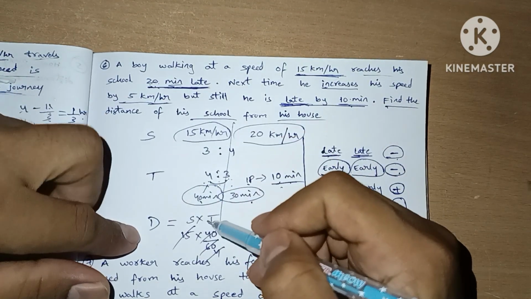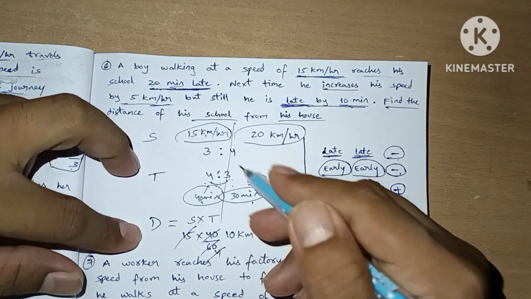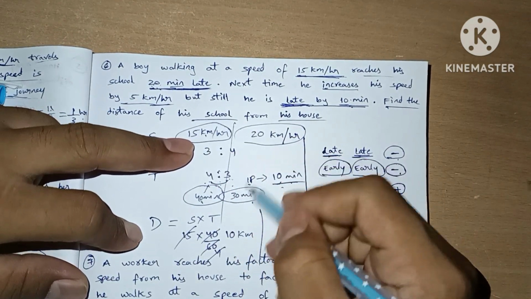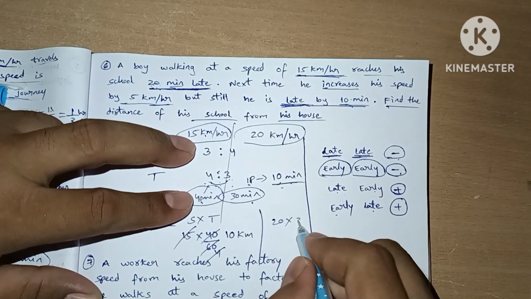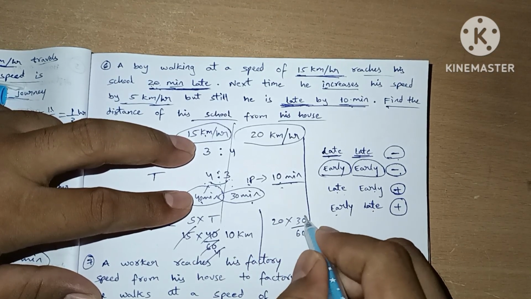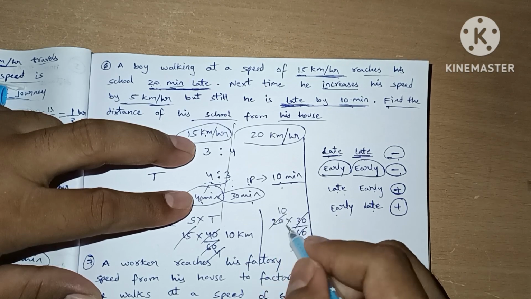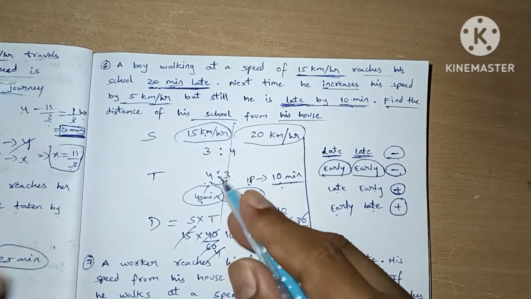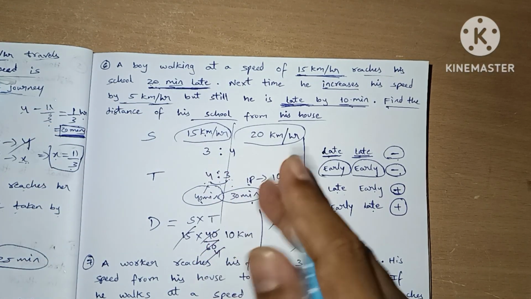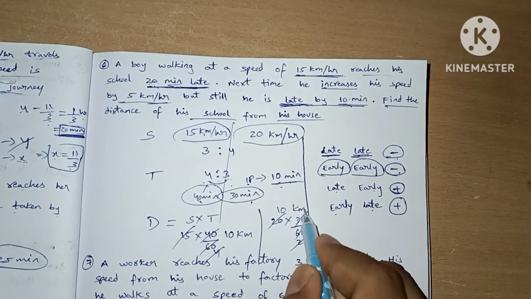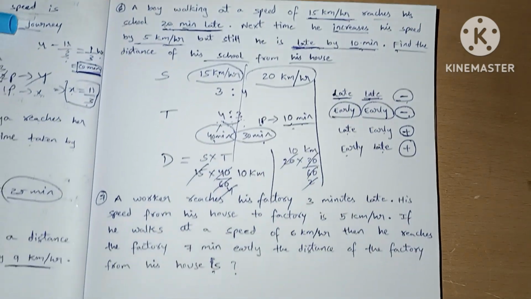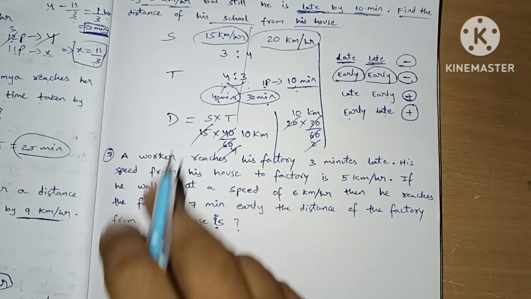We take these two as the speed and time. If we take the other two, we get the same: 20 into 30 divided by 60, we get 10 kilometers. So we need to take one of the speed and time pairs from these two. So the distance is 10 kilometers. Let's see one more question related to this topic.